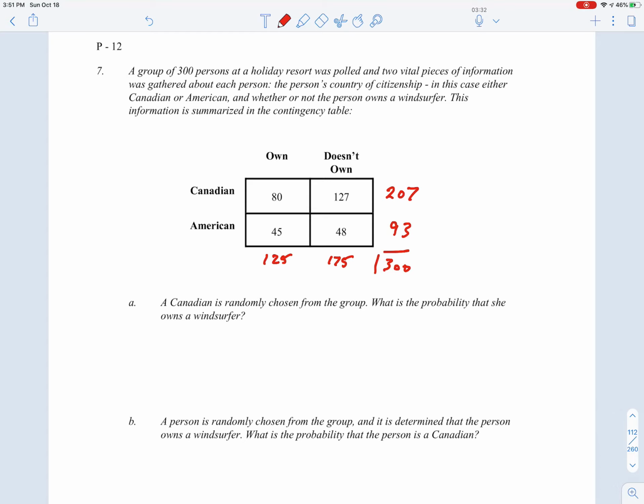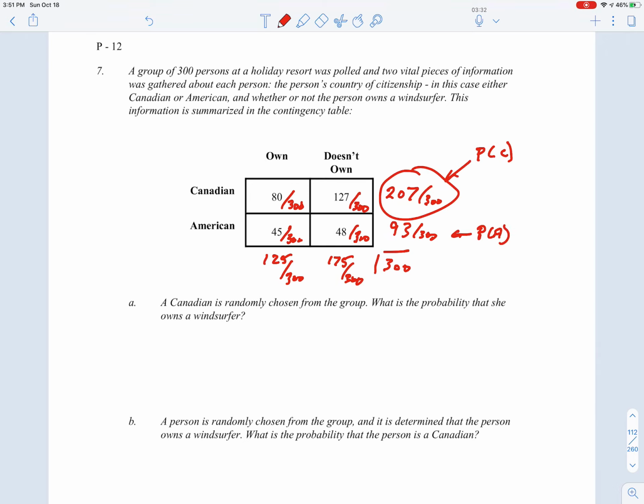So what I want you to note is that all of these are actually divided by 300. Now we don't need to write these down because we're just simply going to be using the numbers in the formulas as they come. But it's important to note that this is a marginal probability. That's the probability that a person is a Canadian. This is the probability that the person is an American.